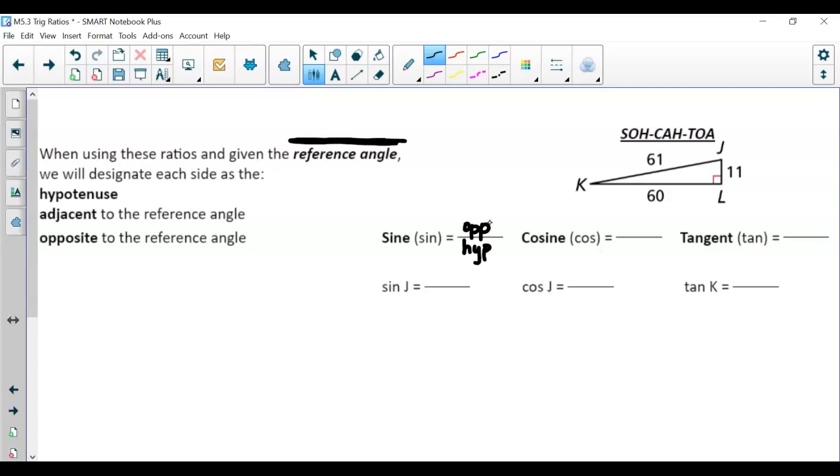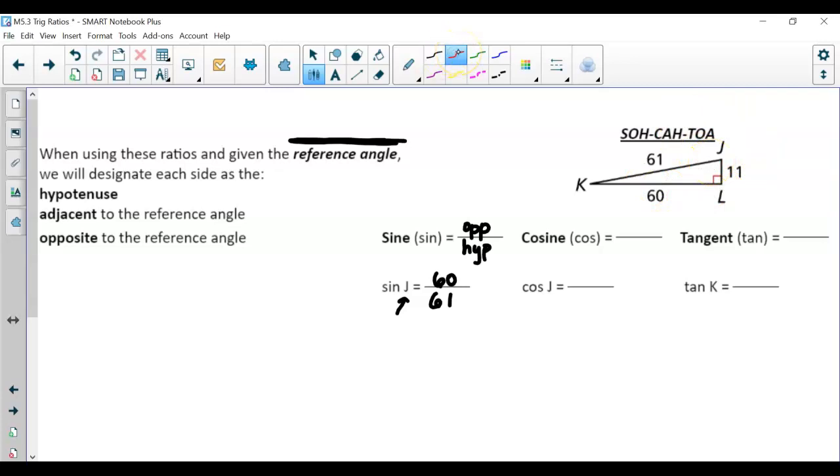So for example, if I want to know what is sine of J, J is the reference angle, right? So here's J. Well, what side is opposite from J? 60. And then what is the hypotenuse of this right triangle? 61, right? Because keep in mind, the hypotenuse is always the longest side and opposite from the 90. So the hypotenuse is 61 and opposite is 60 from our reference angle.